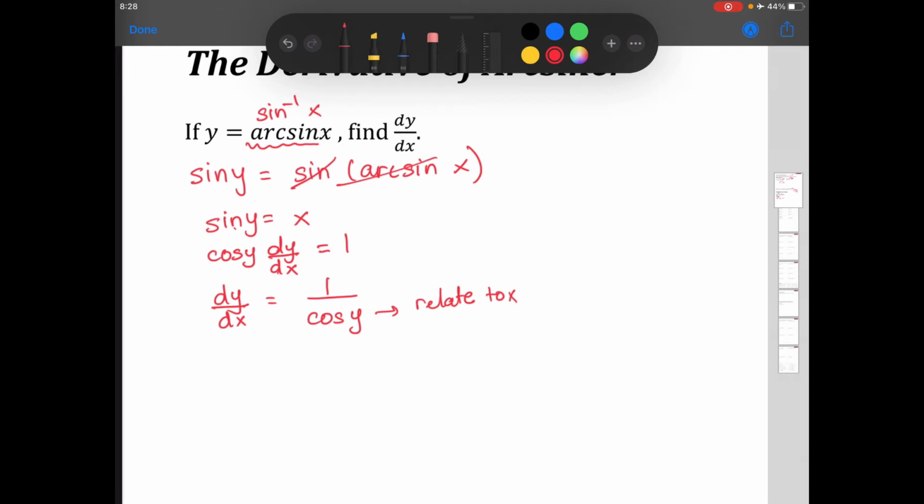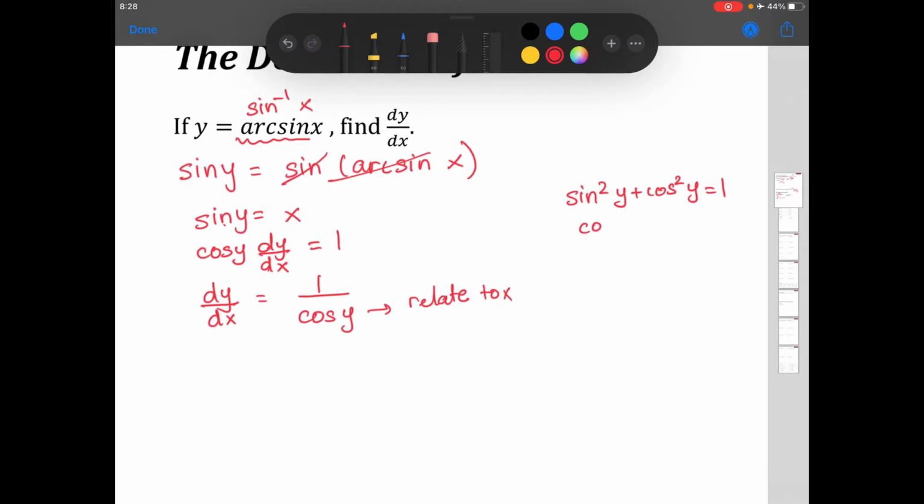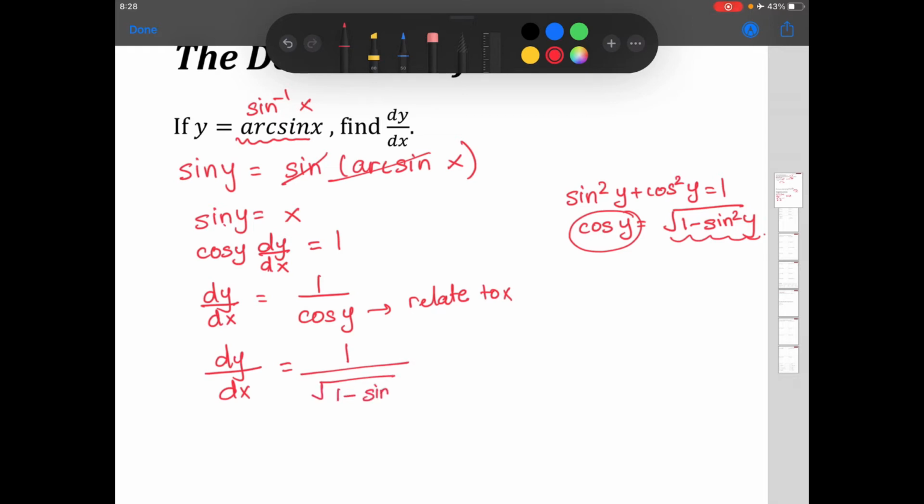So how do I do this? Remember our Pythagorean identities. Sine squared y plus cosine squared y is equal to 1. If I solve for cosine, what do I get? I get the square root of 1 minus sine squared y, right? So can I substitute my cosine y with this? So I'm going to substitute that in there, which would be dy over dx equals 1 over the square root of 1 minus sine squared y, right?